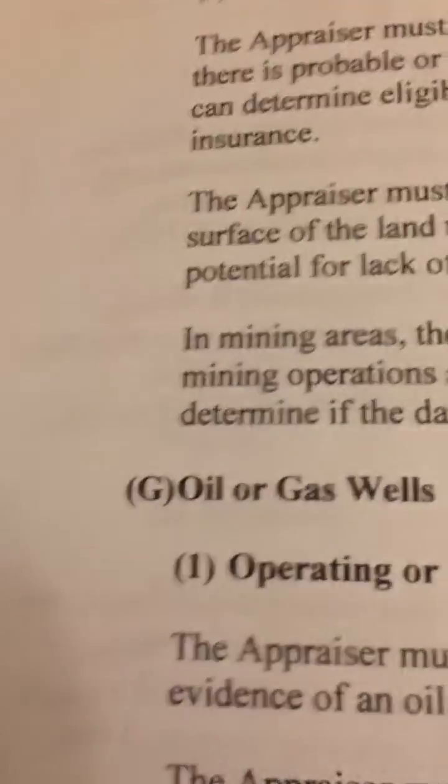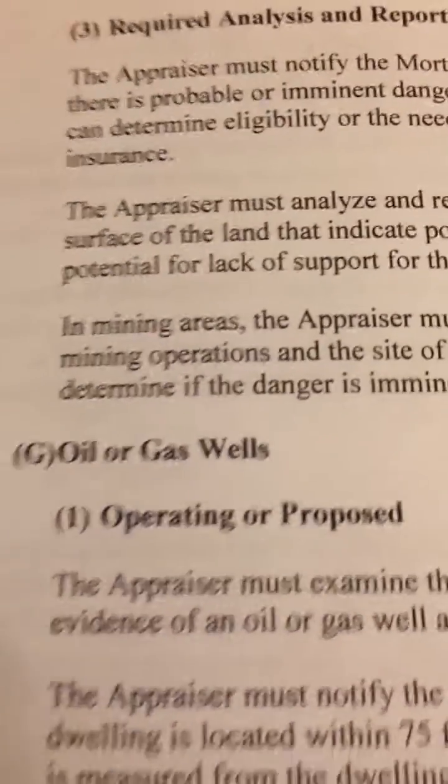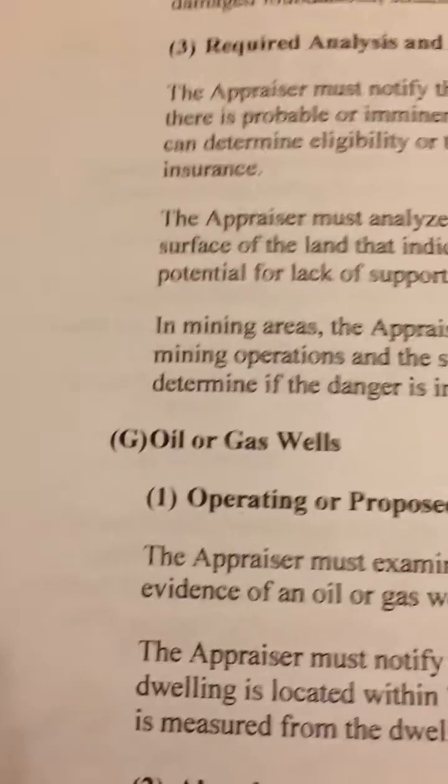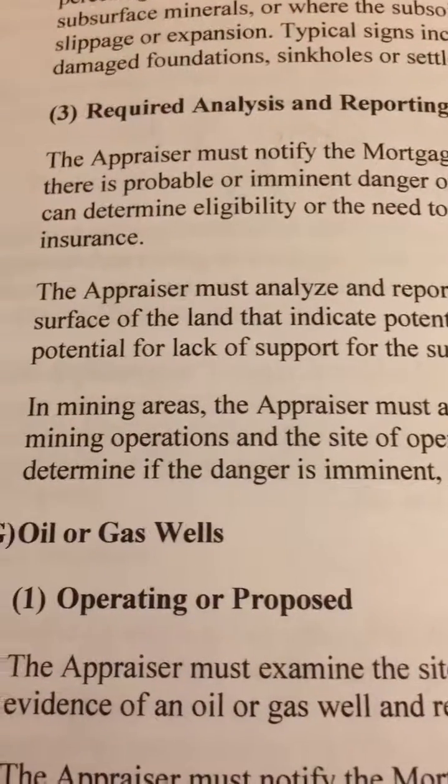G. Oil or gas wells. 1. Operating or proposed. The appraiser must examine the site for the existence of any readily observable evidence of an oil or gas well and report the distance from the dwelling.